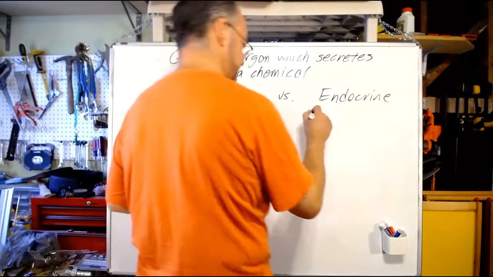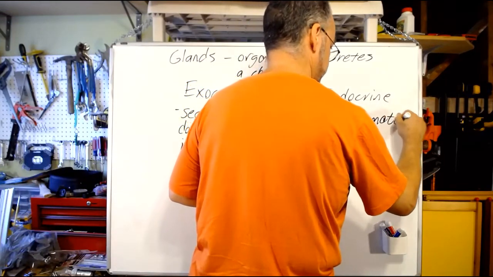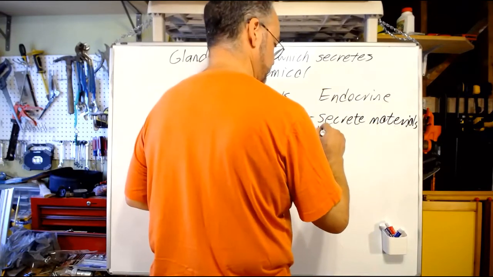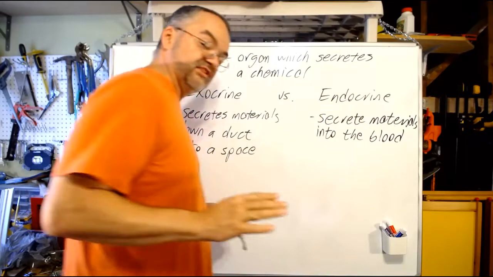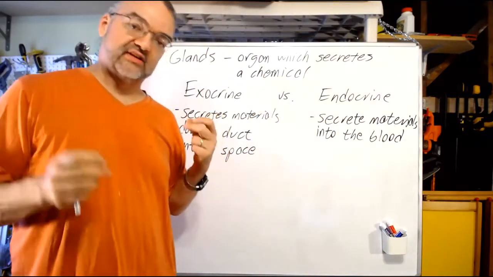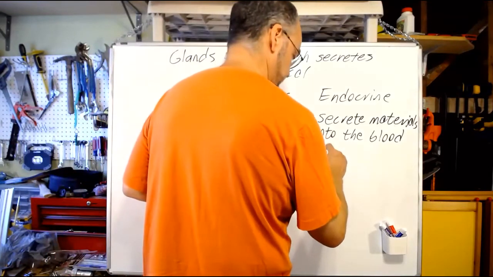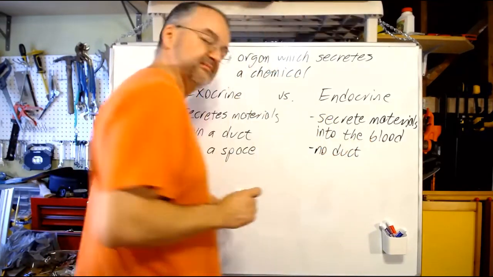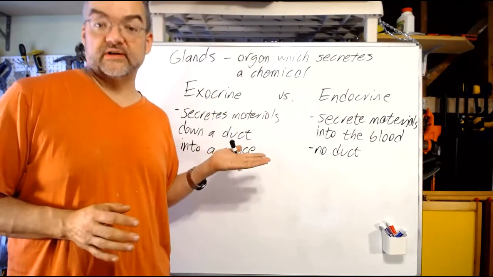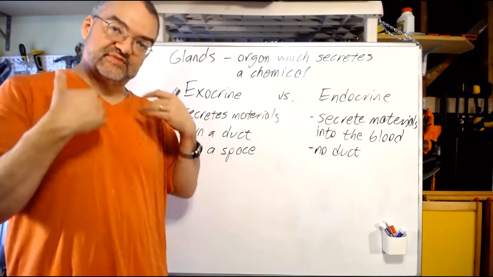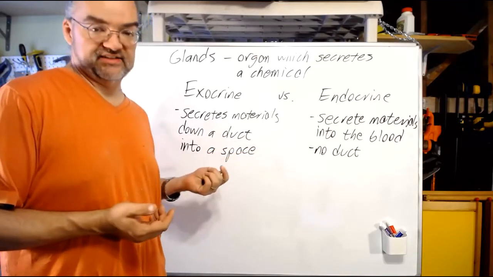Endocrine glands secrete materials into the blood. They don't have a duct. In the case of endocrine glands, the cells release their chemical and it goes directly into the blood. No duct. So, things like, say, the adrenal cortex secretes its chemicals, its hormones, directly into the blood, or the pituitary gland is an endocrine gland.